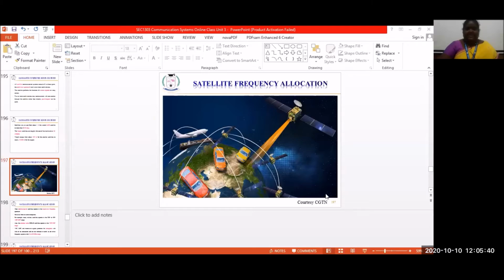Okay, in today's class, we'll start with frequency allocation. The satellite subsystem and the ground station is a very big topic that we will see from Tuesday onwards. So we'll just have a quick view of the satellite frequency allocation, and we'll have a small quiz in Kahoot.